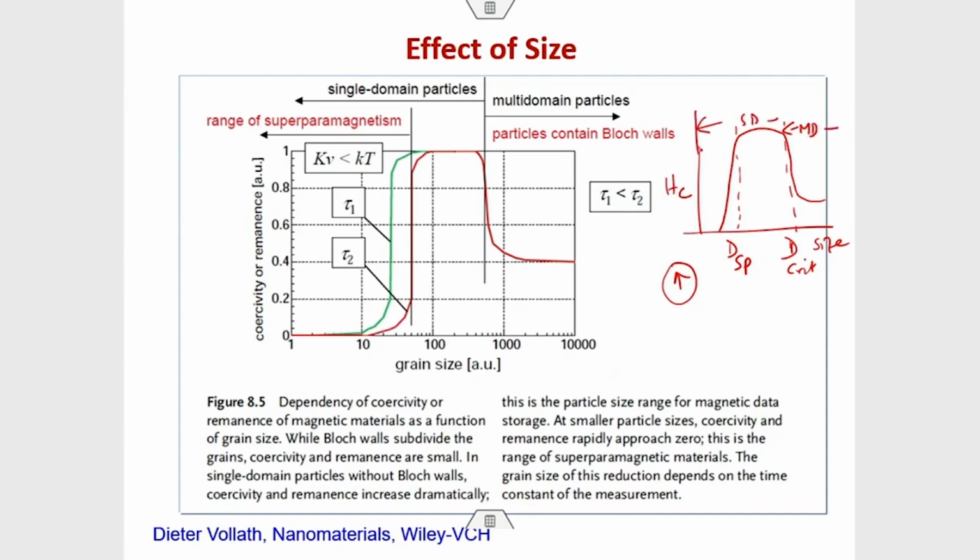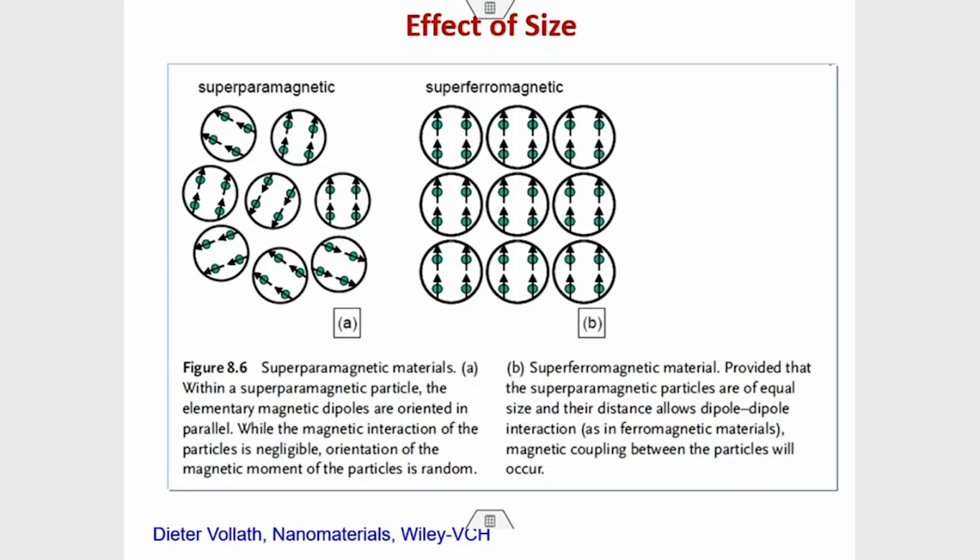Once single domain particles align, their spins align in particular directions, and thermal effects can make them misaligned, and this can lead to reduction of the coercivity or remanence. This is what is shown here in a superparamagnetic material. You can see the spins in each particle are aligned differently, and therefore they do not add up to the magnetic moment. Within a superparamagnetic particle, the magnetic dipoles are oriented parallel, but while the magnetic interaction between particles is negligible, the orientation of the magnetic moments of the particles is random, and this randomness leads to substantial reduction of the coercivity.